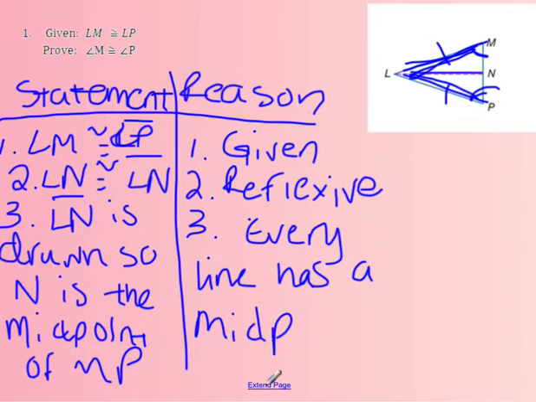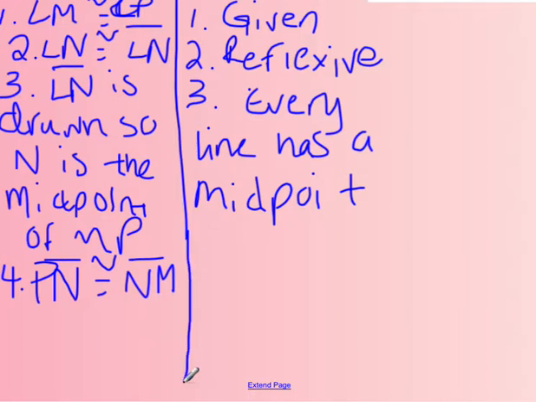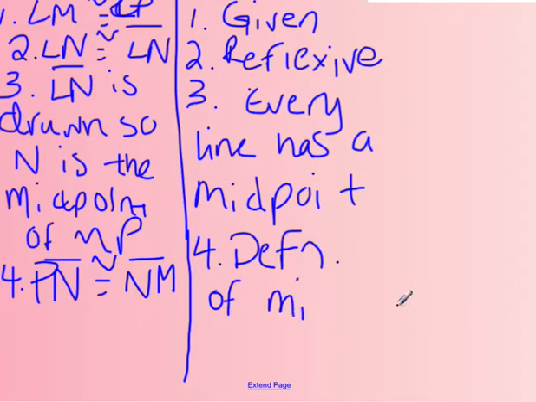Now we want to take a look at our next statement. Our next statement is that the line segment PN is congruent to the line segment NM. How do we know that? Well, that's the definition of a midpoint. Remember, a midpoint splits it in half.